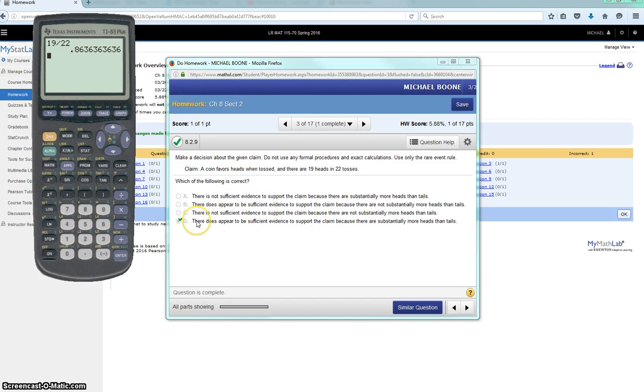Not sure if I believe that. There does appear to be sufficient evidence. Yes. So a coin favors heads because there's more heads than there are tails. So that makes sense.